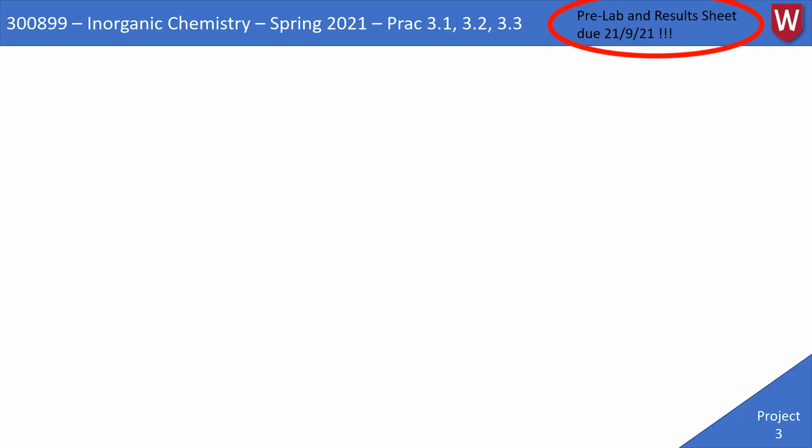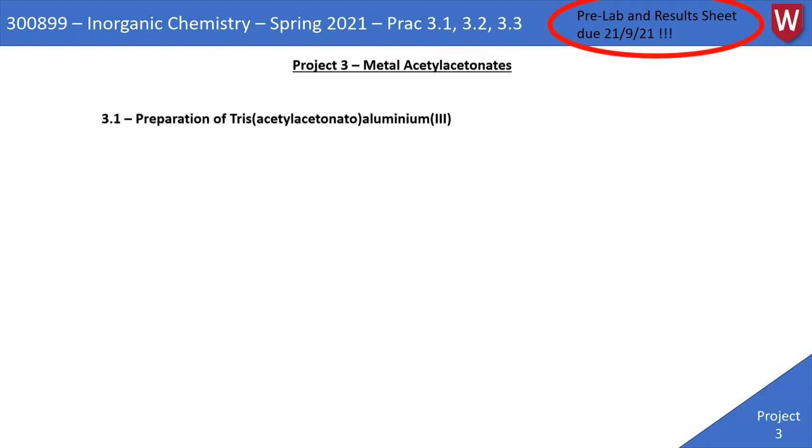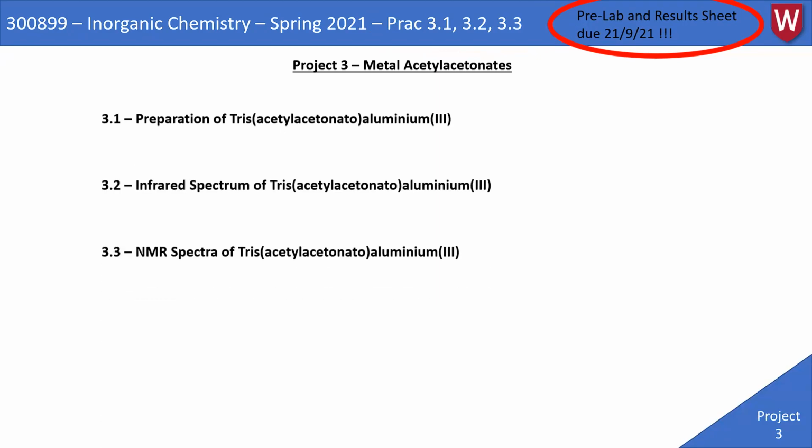Okay, so we'll get started on this Prac, or this project. It's to do with metal acetylacetonates, so complexes of metals and the ligand acetylacetone. Like I said, it incorporates 3 different experiments in your lab manual, which we'll go through today.